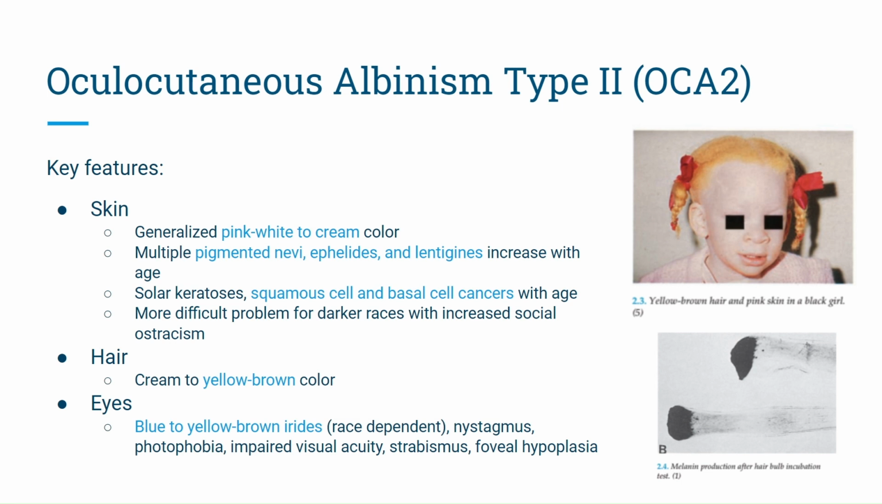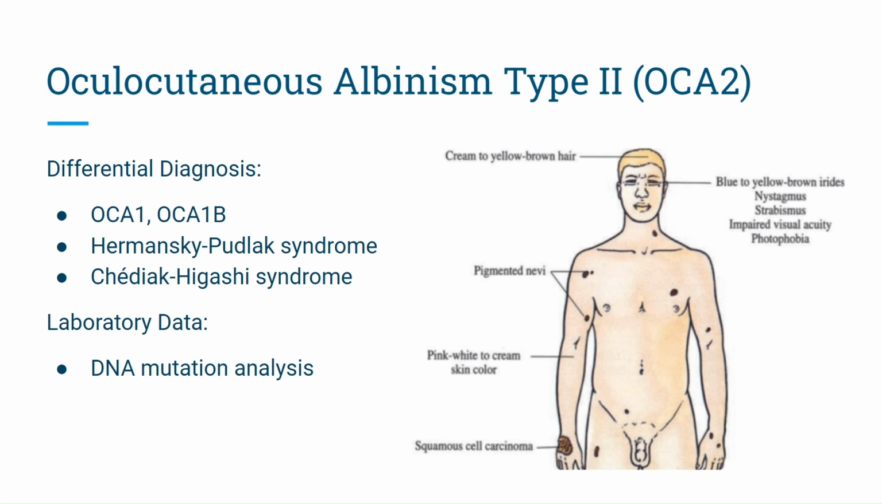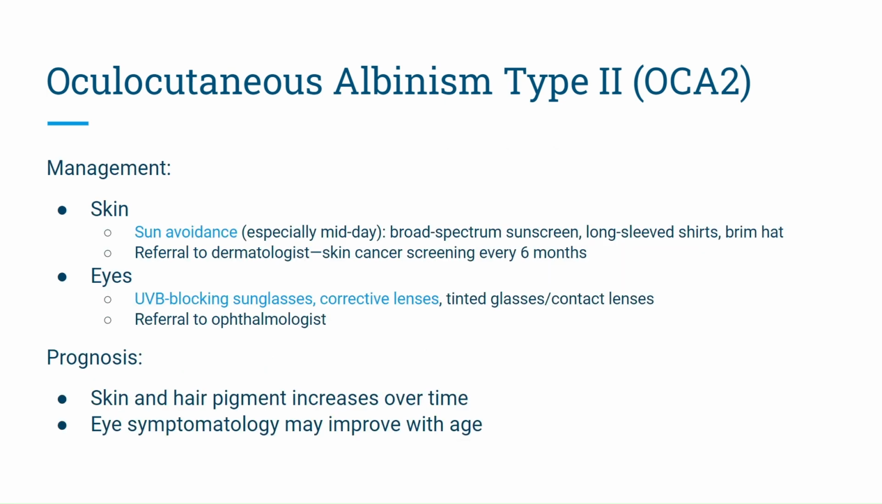You have multiple pigmented nevi, ephelides, lentigines, solar keratoses, SCCs, BCCs, creamy yellow-brown color, blue to yellow-brown irides. Differential diagnosis here is obviously similar to the last, and mutation analysis is how we figure this out. For both of these diseases, you're going to need to do sun avoidance, long sleeve t-shirts, brim hat, broad spectrum UV protection. You need to see a dermatologist because they're going to get screened.